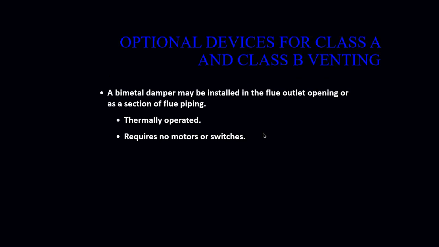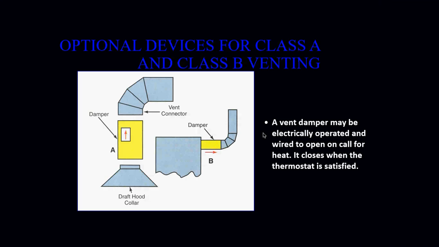Other things that you may run into when you're coming into Class A and Class B ventings: you may run into a bimetal damper. Those may be installed on your flue outlet openings or as a section of a flue pipe. These are usually thermally operated and require no motor or switches. Okay, a vent damper may be electronically operated and wired to open on a call for heat. It closes when the thermostat is satisfied.